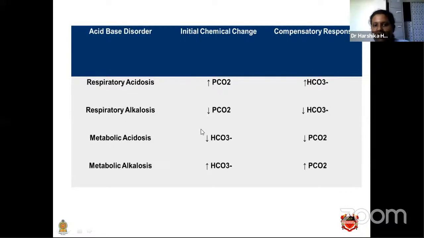Similarly, respiratory alkalosis: your initial change is reduced carbon dioxide. That is why you call it a respiratory alkalosis, and the compensatory response will be reduced bicarbonate. Similarly, if your initial chemical change was reduced bicarbonate, you know it's a metabolic process, and the compensatory response will be reduced CO2, just to get rid of the acidosis from the body. If your initial change was rising bicarbonate, you know it's a metabolic process, and then the compensatory response will be raised PCO2.